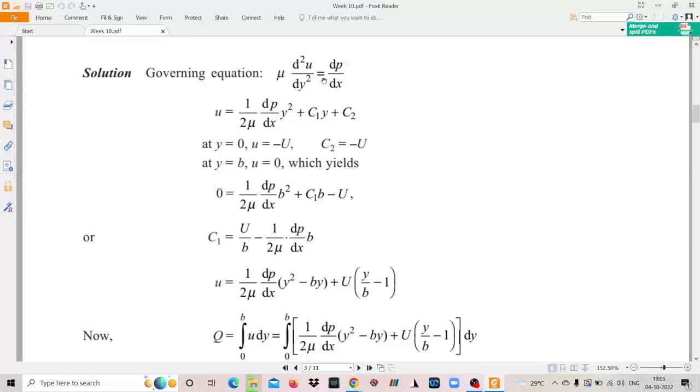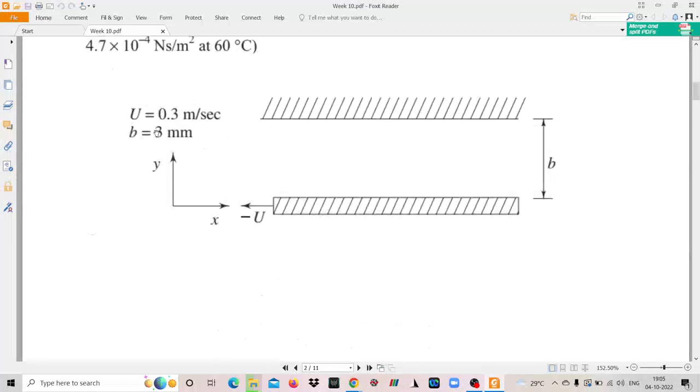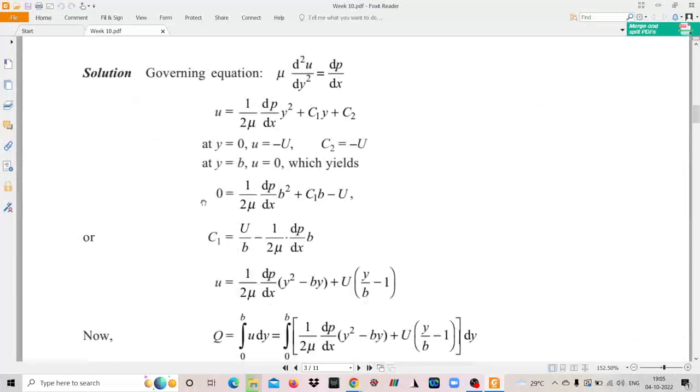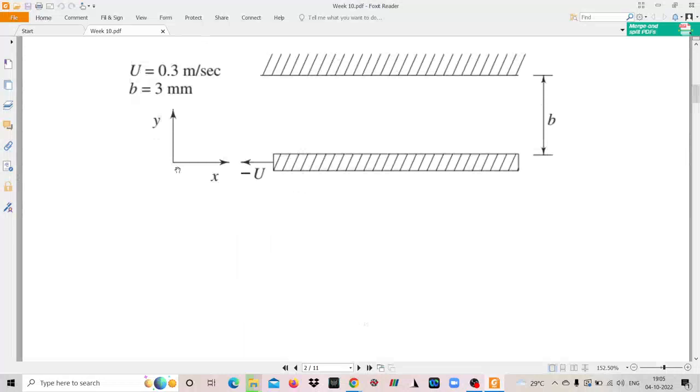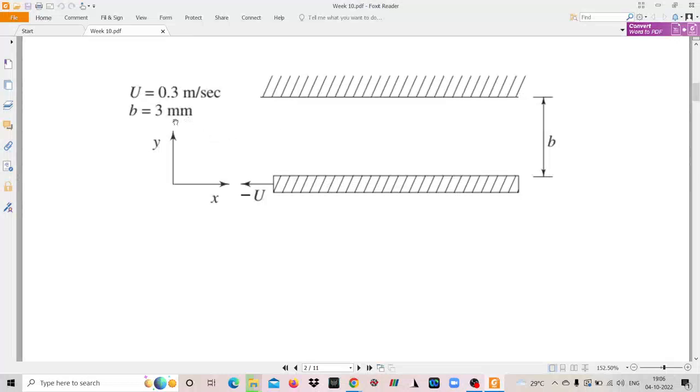You can see that the problem can be considered as a two-dimensional problem. The Cartesian coordinate system adopted for this problem is this: towards the right is the positive x-axis, and as you move from bottom to top, it is the positive y-axis. The distance between the two plates, B, as given in the question, is 3 mm.